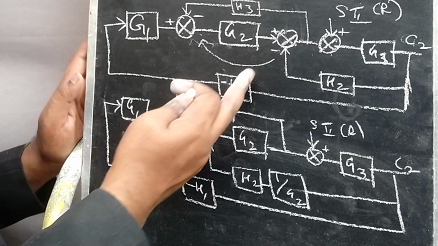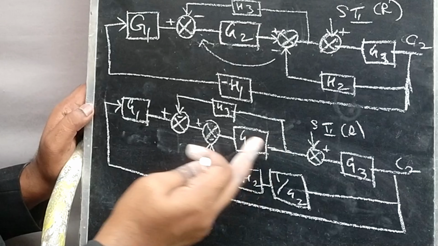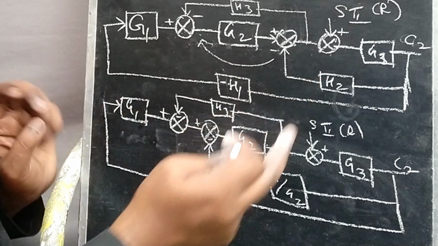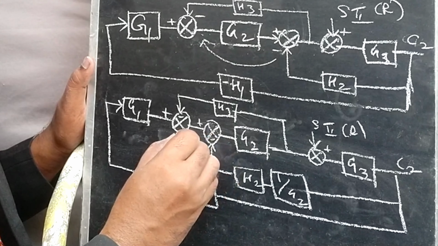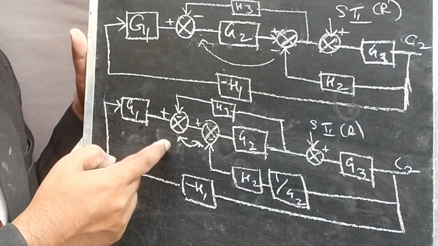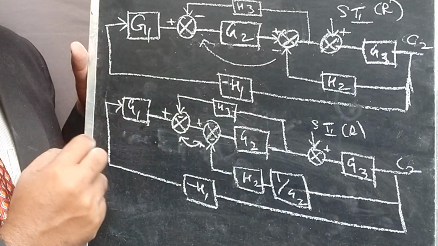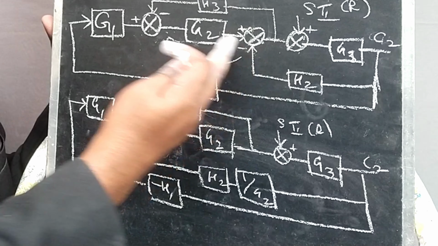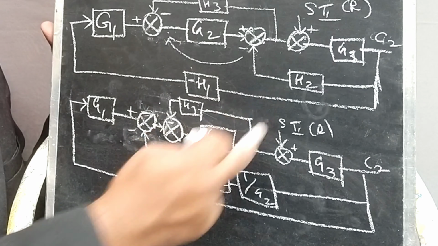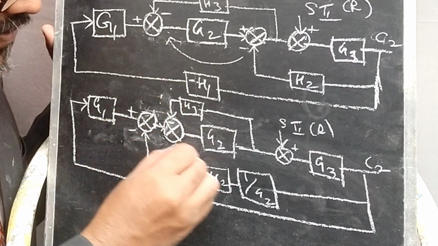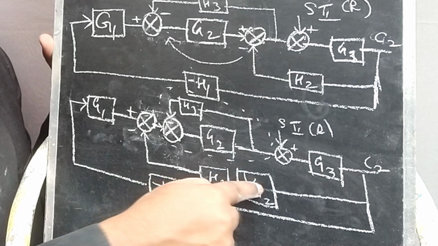What I did is, I just shifted this branch summing point behind the block G2. Because of moving the summing point behind the block, I just add 1 by G2 here, the reciprocal. Then what we need to do is just interchange this summing point. If you interchange this summing point, then we get the separate feedback path H3G2. Just look, I just shifted the summing point. Once I moved the summing point behind the block, I just interchanged. Once I interchanged this, we got the equation like this. Then we have the separate feedback path here. So remove this feedback path and remove this cascade connection.